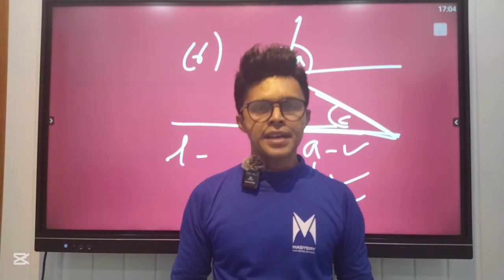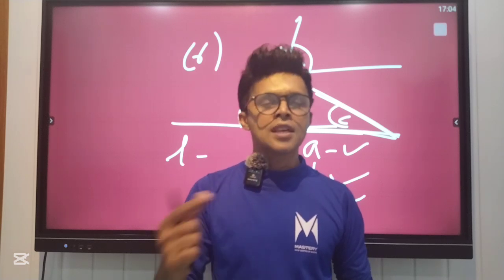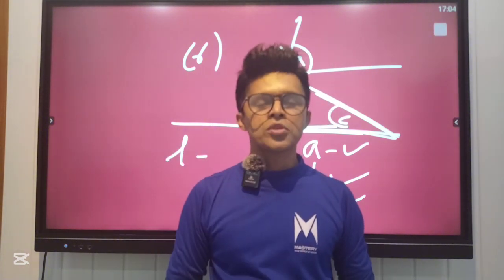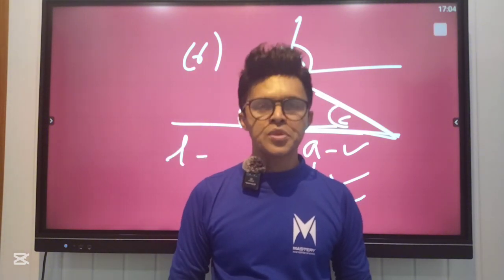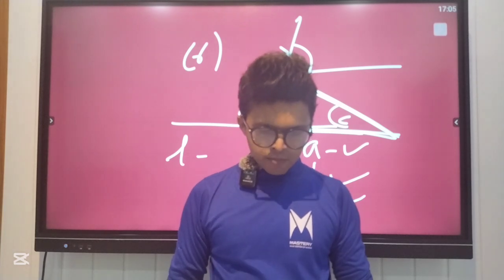Now the main directions. Right now I will remind you of the main directions: north, east, south, west, and the subdirections: northeast, southeast, southwest, northwest. Those are the main directions and subdirections.